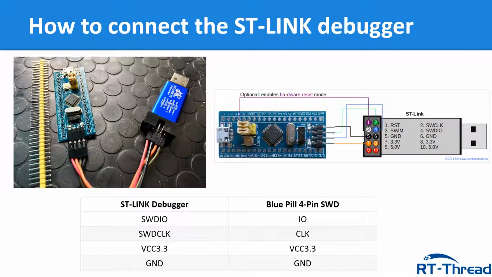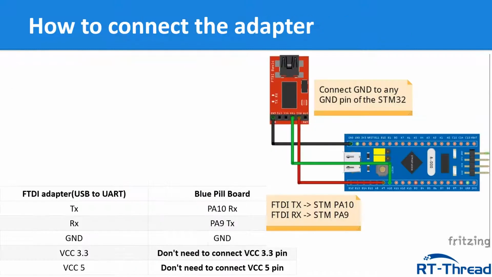You should connect them together. First, we need to connect the ST-Link debugger to the BluePill board. There are 4 pins. You can find them at the end of the BluePill board, and it's very easy to connect. IO to IO, clock to clock, power supply to power supply, and ground to ground.